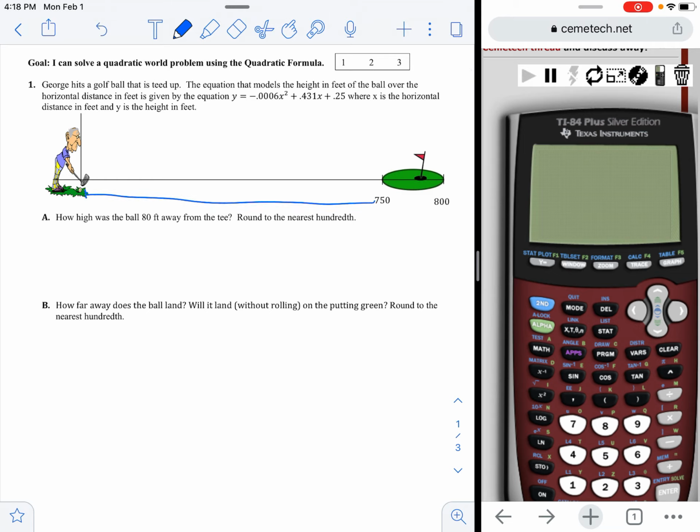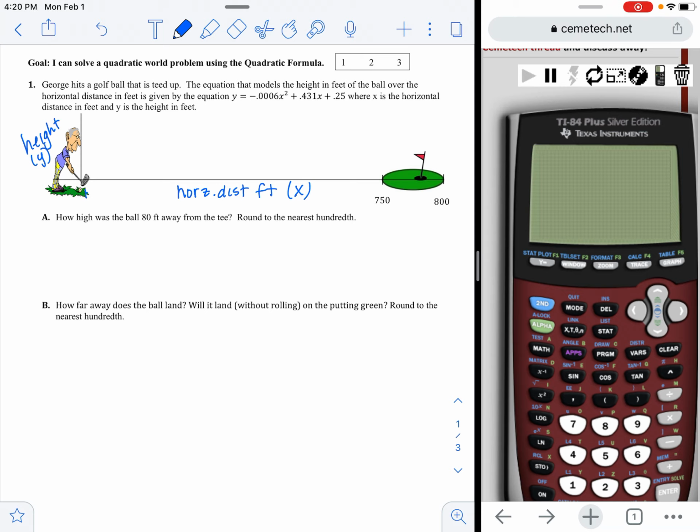So this is the distance the ball's traveling, right? That's the horizontal distance. That's x. So I'm going to label it horizontal distance feet, and that's x. And then this is the height of the ball, y. Okay. How high was the ball 80 feet away from the tee? Round your answer to the nearest hundredth.